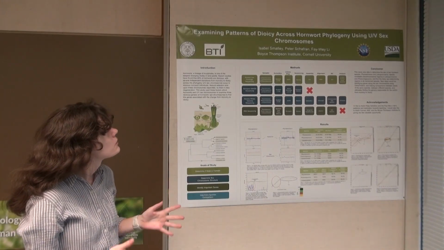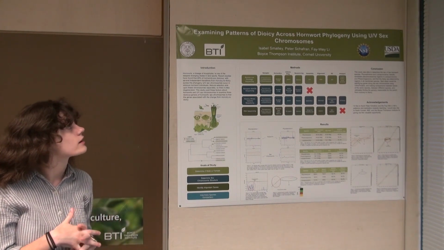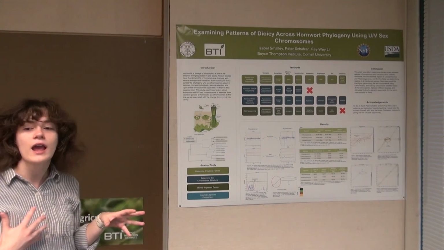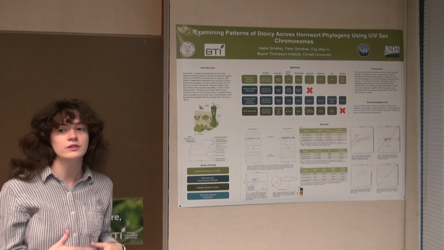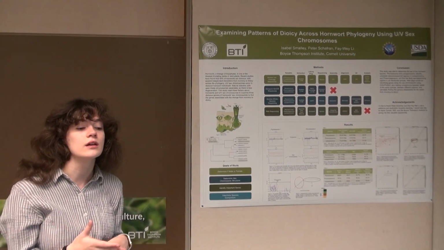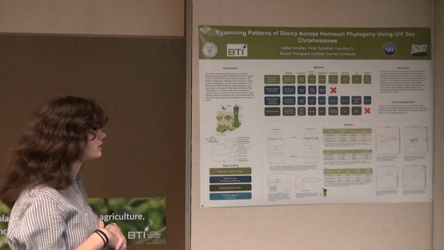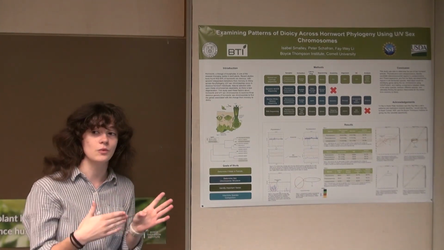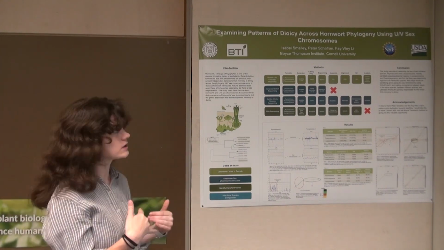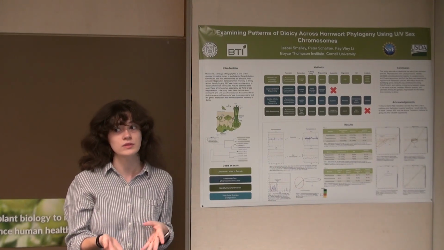This summer I worked with the NSF REU program examining patterns of dioicy across the hornwort phylogeny using UV sex chromosomes. Hornworts are a lineage of bryophytes, which is the deepest diverging clade in land plants. Bryophytes occur in a haploid dominant phase, which is where each chromosome only has one set, or there's only one chromosome. So that means that hornworts that have sex chromosomes have UV sex chromosomes.